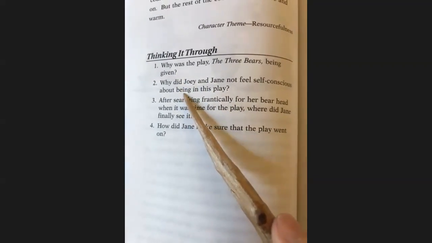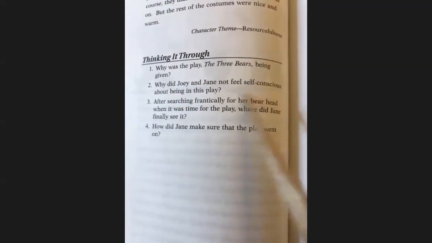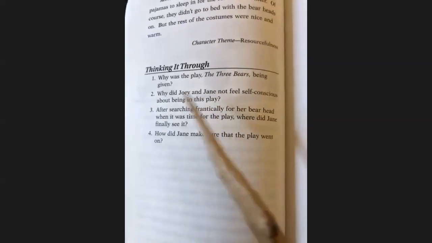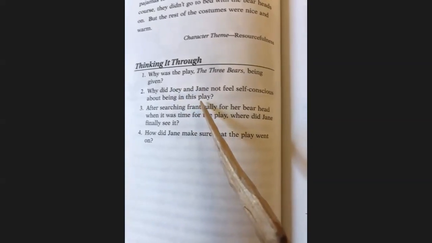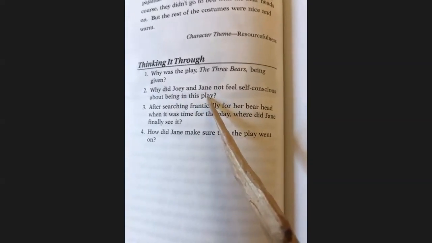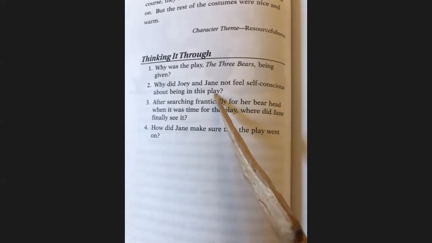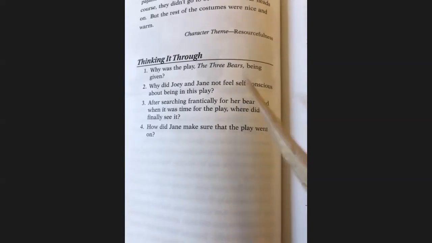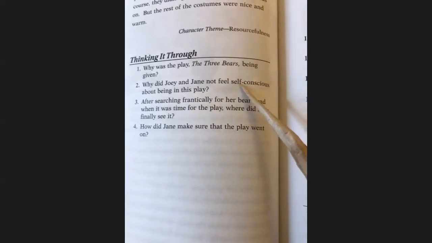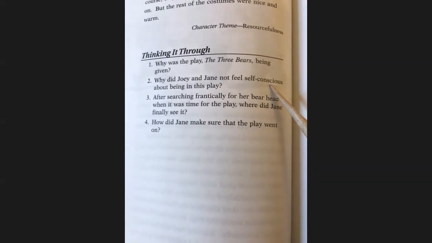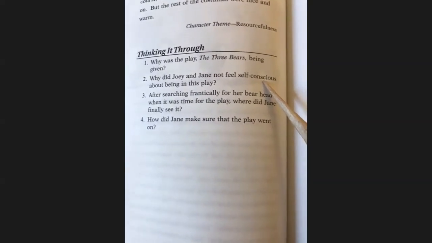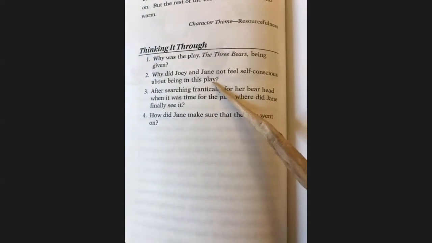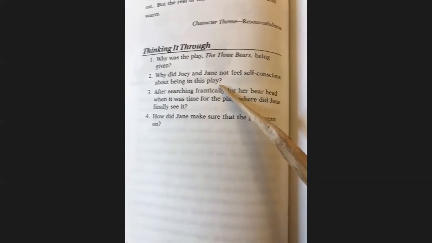Colin, how about number 2? Why did Joey and Jane not feel self-conscious about being in this play? Normally you'd be maybe nervous about being in front of people. So why would they, even though they were still nervous, not feel quite so much that way? Self-conscious means you're really concerned about someone watching you or what they're thinking. Yes, did you say that because they'd be wearing the bear heads, the costumes, they wouldn't be able to tell who it was, so you'd be less self-conscious.